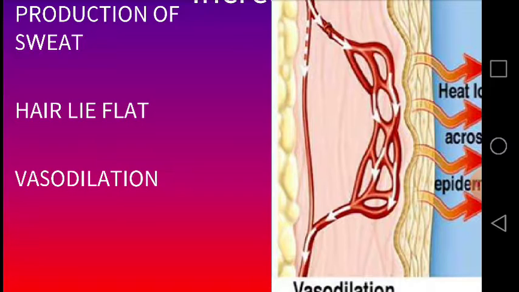The sweat glands are stimulated by the brain, and they produce sweat, which passes through the pores onto the surface of the skin. When this sweat is spread over the skin surface, it evaporates with the help of the heat which is provided by the body, and this is how the body cools down.